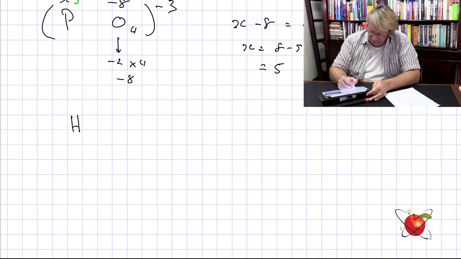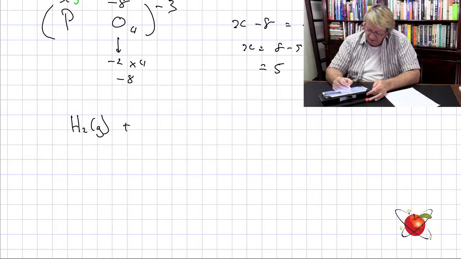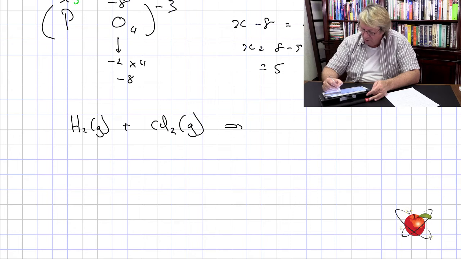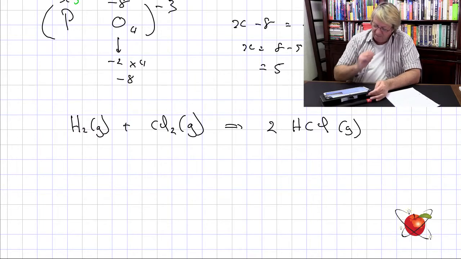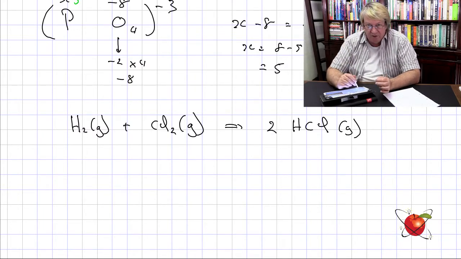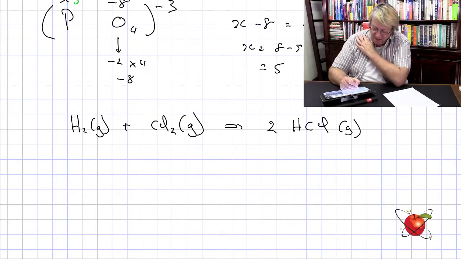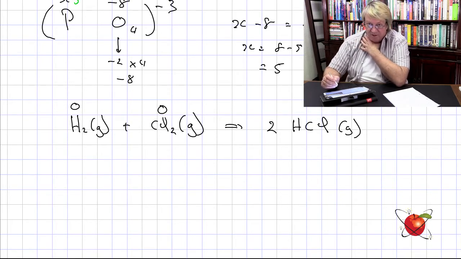I want to put hydrogen gas plus Cl2 gas goes to 2HCl, let's say, in a gaseous format. Okay, let's now assign oxidation numbers. Well, what are the oxidation numbers of hydrogen? 0, because it's an element, isn't it? It's H2. So let's give it an oxidation number of 0. Chlorine, also an oxidation number of 0.